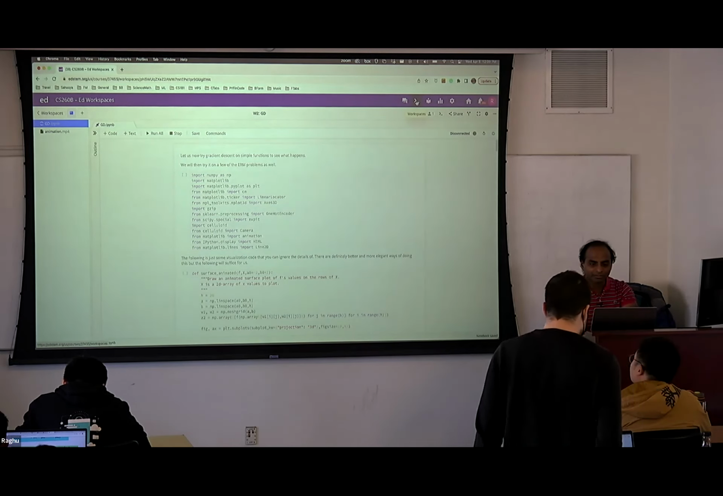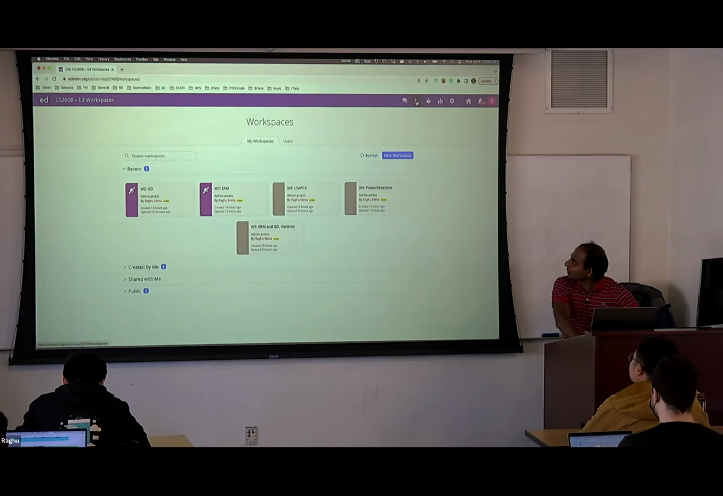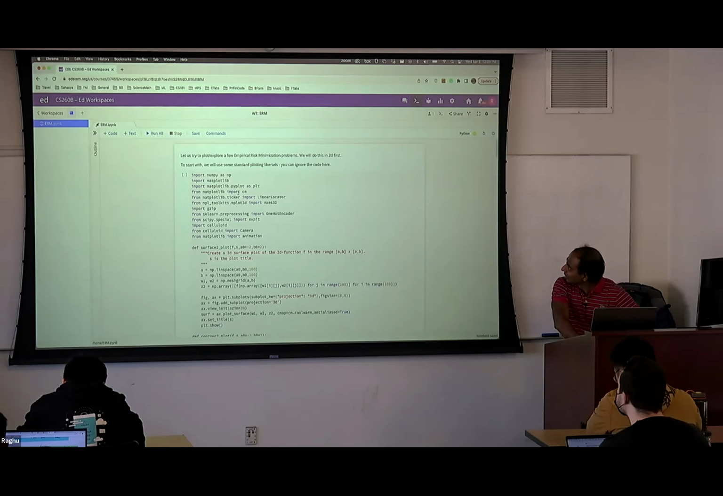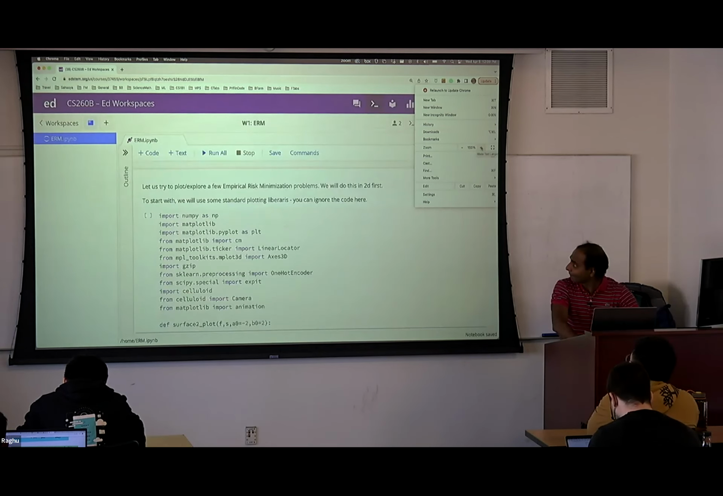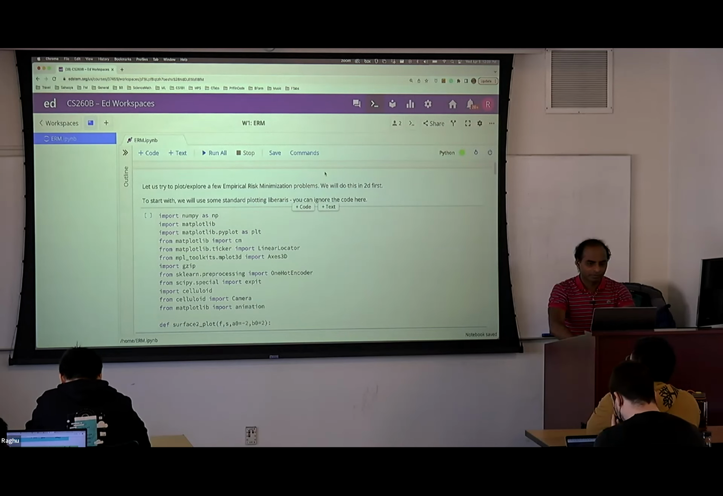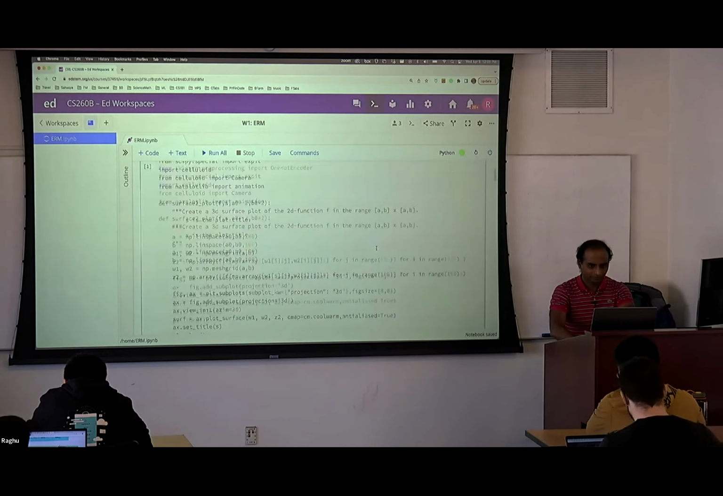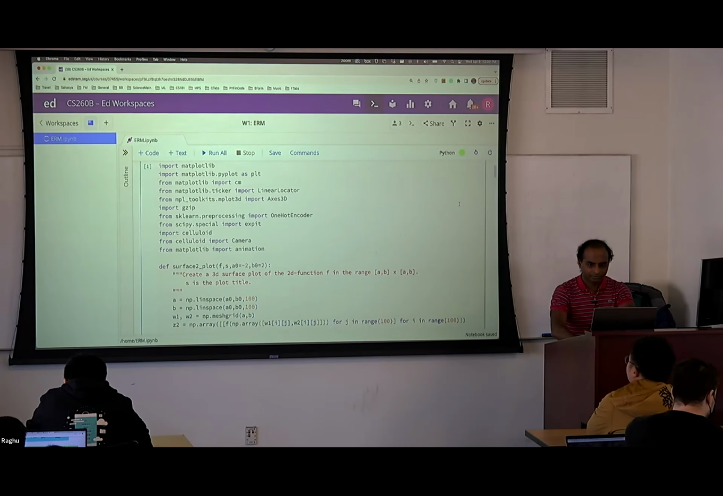Okay, so if you go to the workspaces tab, you will see various things to play with. And one of those is this. Hope you can read it. Okay, so let's just plot some empirical risk minimization objective functions and see what they look like. So the first stuff is just some boilerplate code for plotting functions.